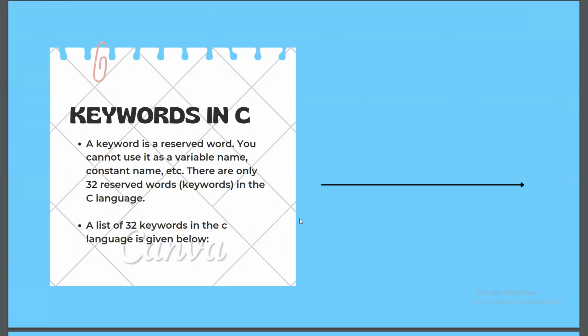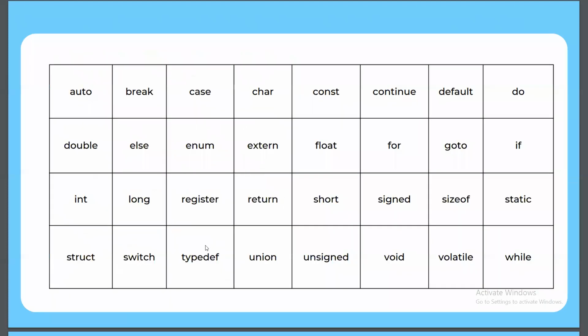A list of 32 keywords in the C language is given below. Here is the list: auto, break, case, char, const, continue, default, do, double, else, enum, extern. Extern I talked about in my last video, so please watch that video for that keyword. Float also I talked about in my last video. Then for, goto, if, int, long, register, return, short, signed, sizeof, static, struct, switch, typedef, union, unsigned, void, volatile, and the last one is while.